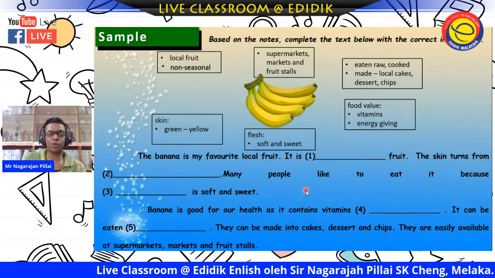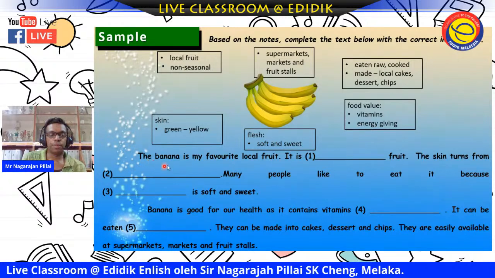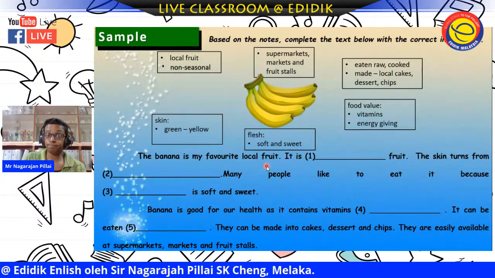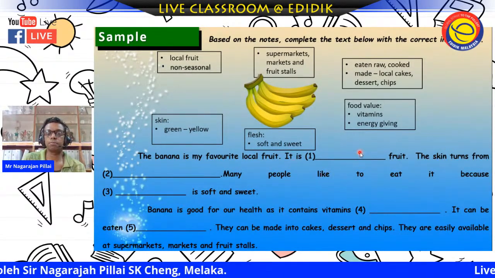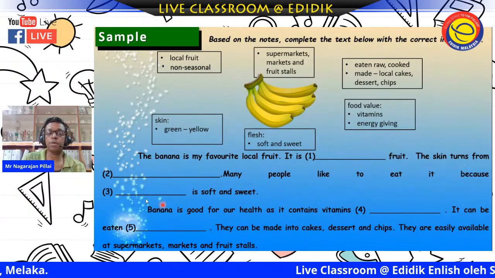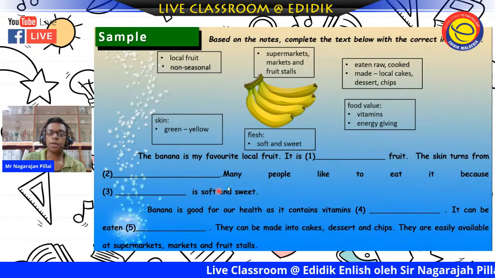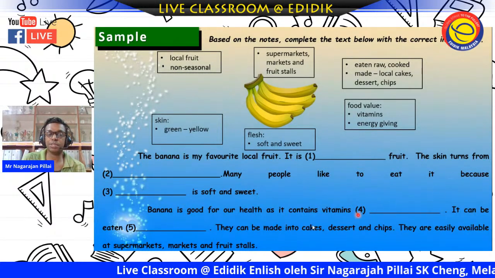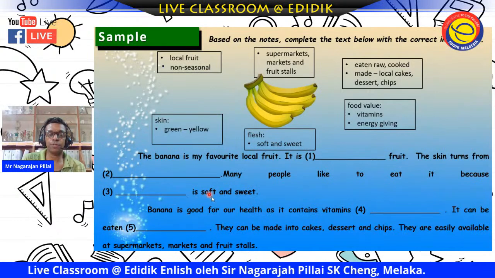Okay, now, shall we read? Okay. The banana is my favorite local fruit. It is blank fruit. The skin turns from blank. Many people like to eat it because blank is soft and sweet.